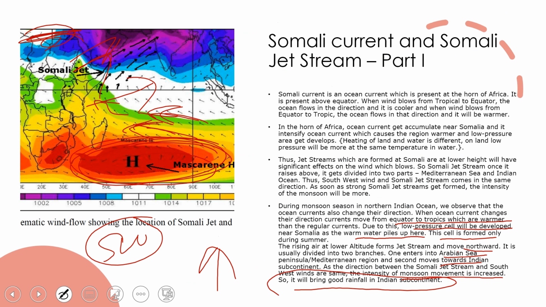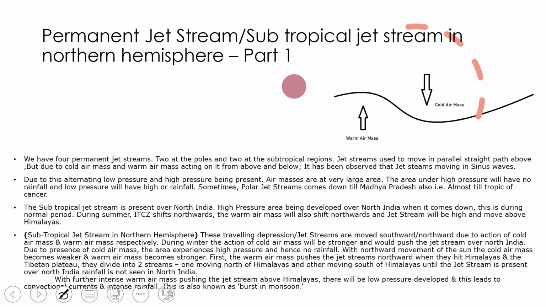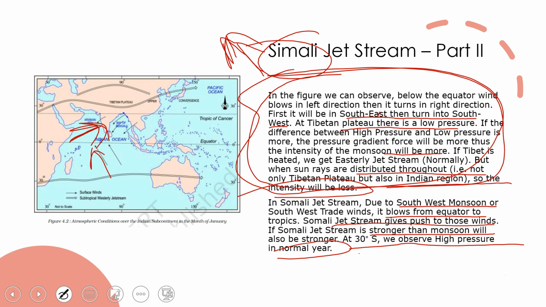Then the third is the Somali current. When the water gets piled up in the Somalia region, it will get a low pressure area, and the water will rise above, but the heating of the water compared with the land will be low. So it will not attain such height for cooling down, and it will move in two directions. One will be toward the Arabian Sea, and another will be toward the Indian Ocean. This is happening in the summer season, and in the summer season we know the monsoon will come, and ultimately it will get merged with the monsoon. Thus it will get a new push, and the Indian land will receive very good rainfall in that year. Okay, that is the Somali jet stream.